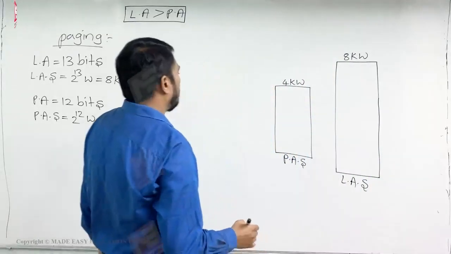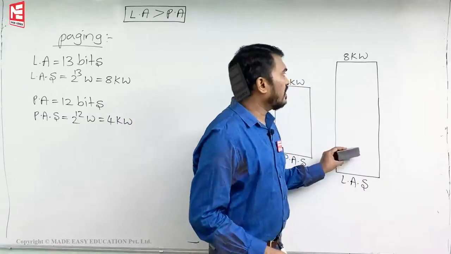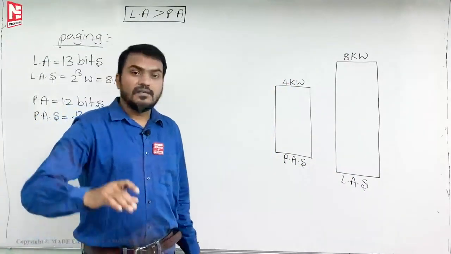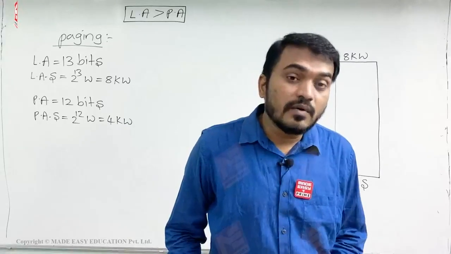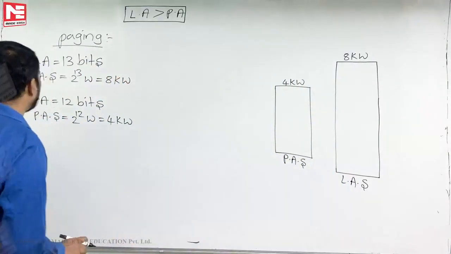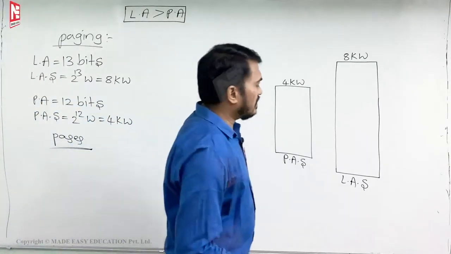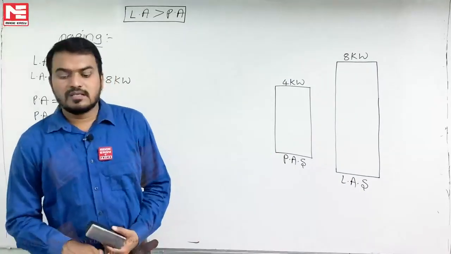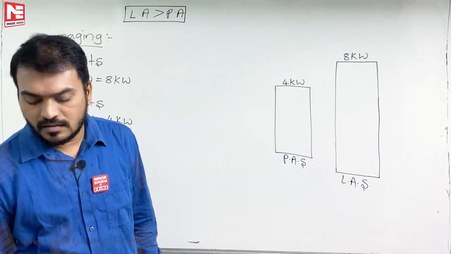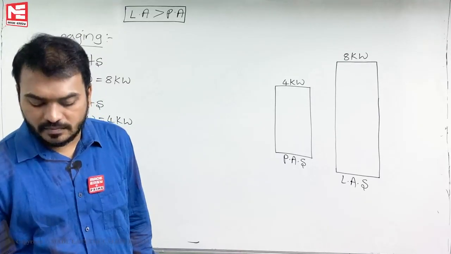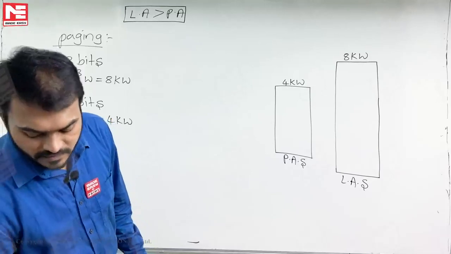Okay, so understand here. Logical address space, just listen carefully. How much is the logical address space? 8 kilohertz. Logical address space, LAS, is divided into equal size pages. The concept is that LAS is divided into equal size pages. Copy this, write the next statement. Note down: LAS, logical address space, is divided into equal size pages.